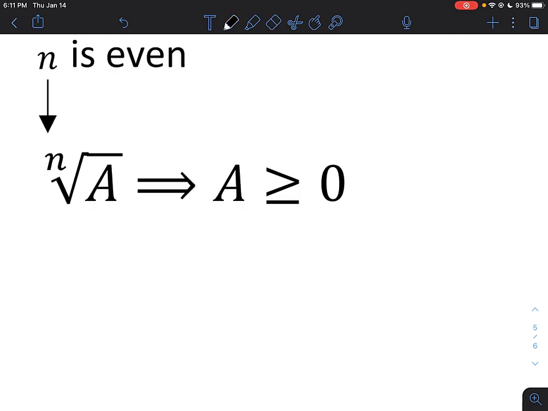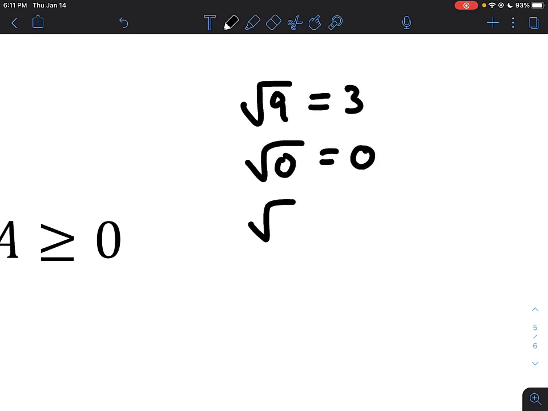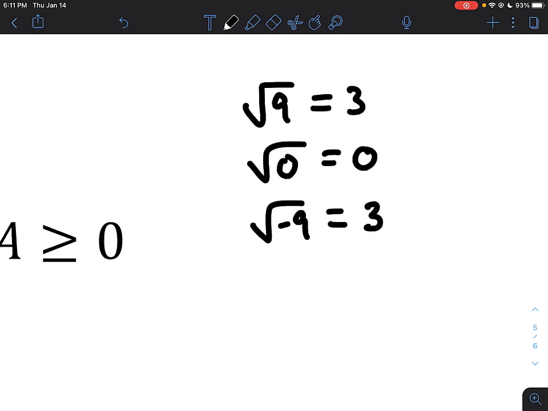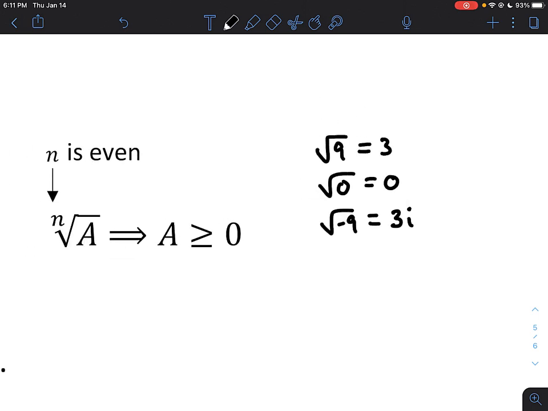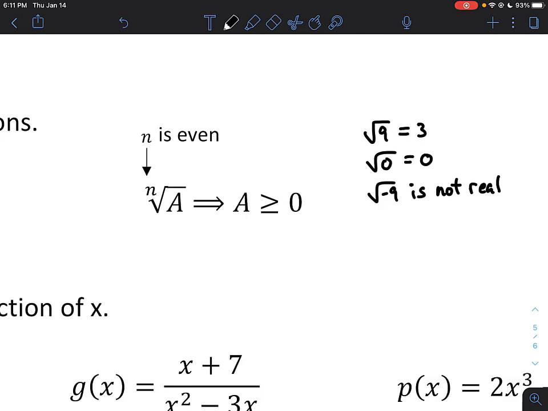Examine why that is real fast in case you've forgotten. If I say, hey, what's the square root of 9? You get the answer 3. If I say, what's the square root of 0? You get the answer of 0. But when I say, what's the square root of negative 9? We don't get a real number. We can use imaginary numbers and say 3i, but if we want to stay working with real numbers only, then we simply say that this is not real. In other words, we say it's not possible. And that's true for any even root.